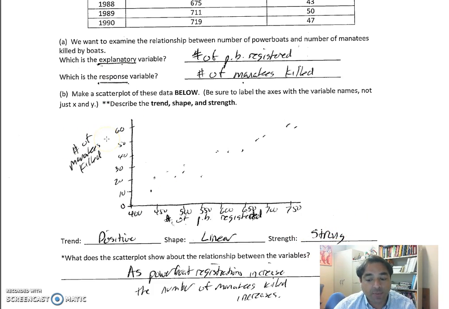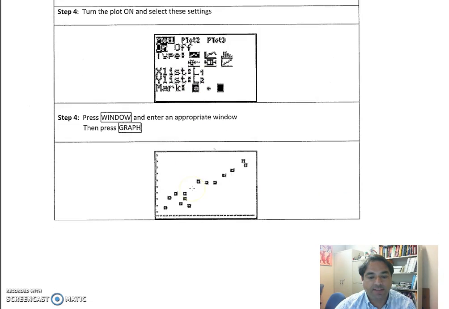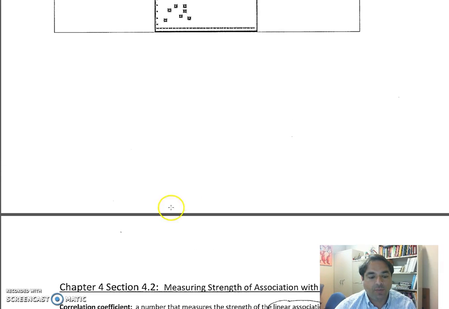So make sure you practice, practice, practice. And below, we have the calculator steps here for you to practice. And there's another example that we're going to talk about below, but we're going to stop there.